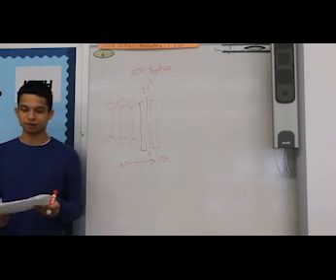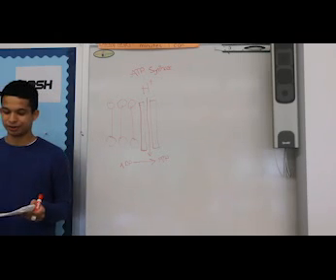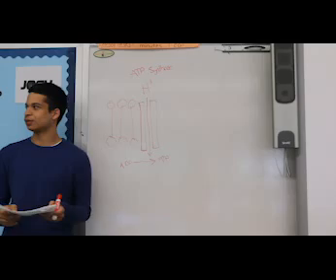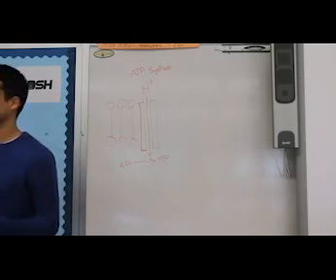For each glucose molecule, chemiosmosis produces ATP. Water is then created from the leftover H plus ions and the oxygen. That's it.